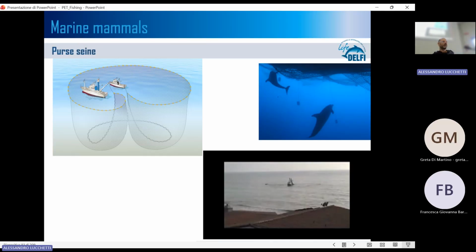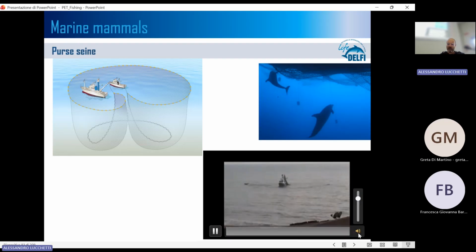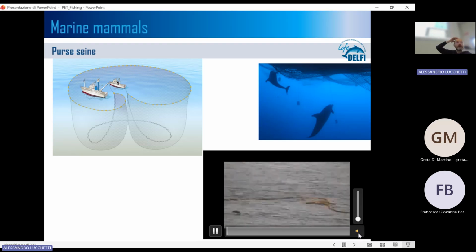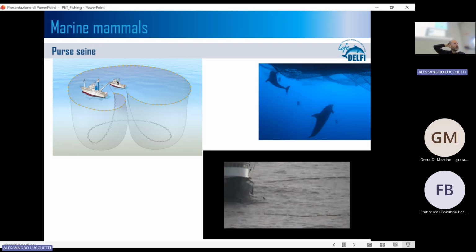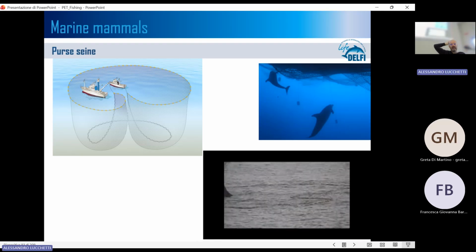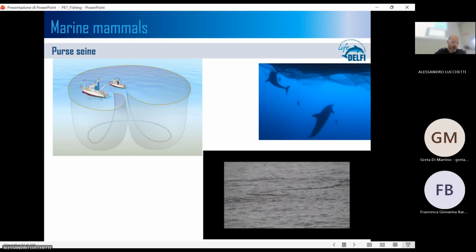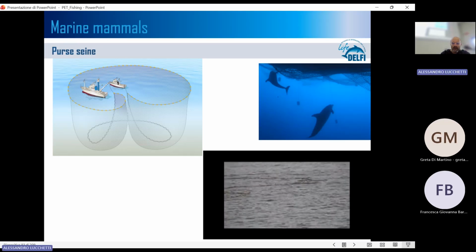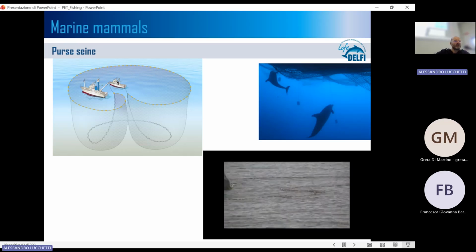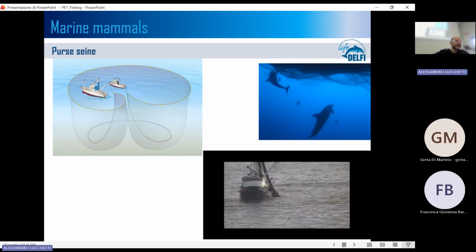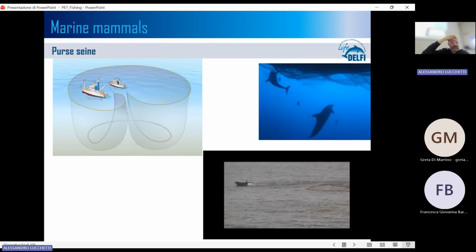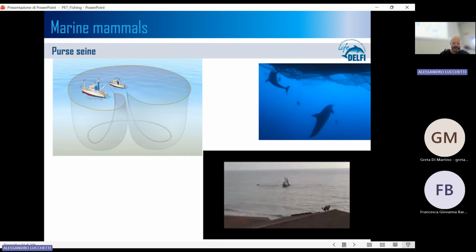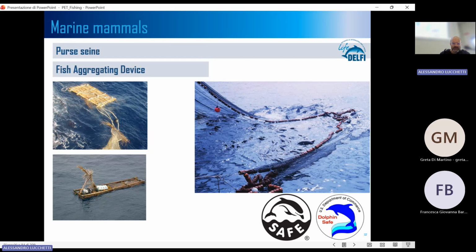Yes, this is the same for the purse seine. Here is, let's say, a photo that we made in the Aeolian archipelago, where dolphins usually interact with this type of gear, always to steal fish from the net. Obviously, when you encircle a very big area with a purse seine, there is a risk to catch also dolphins, such as in this case.